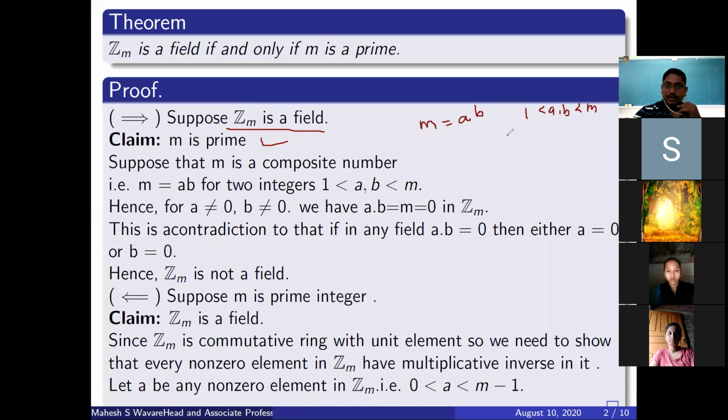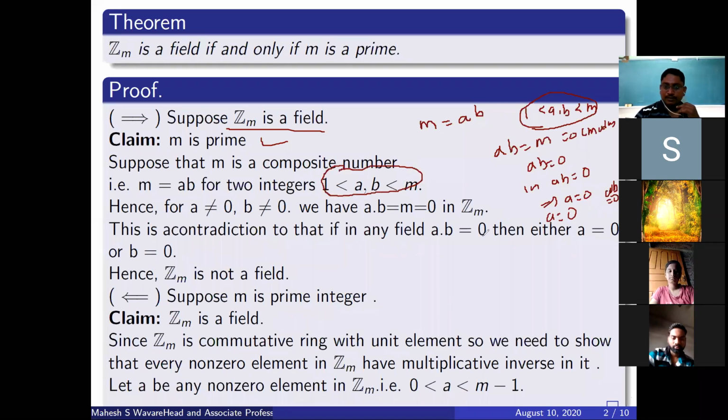You must have a and b as this pattern, means a is non-zero, b is non-zero. And what is the product? Its product is ab, and it should be 0 when you write modulo m. So ab becomes 0 in Zm, but Zm is a field. In a field, the product of two elements equal to 0 implies either a is 0 or b is 0. But a is non-zero, so it doesn't satisfy this condition.